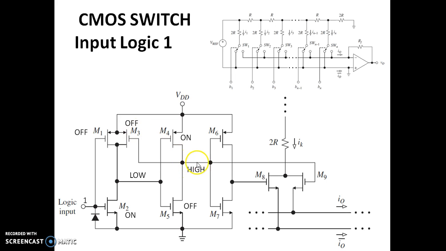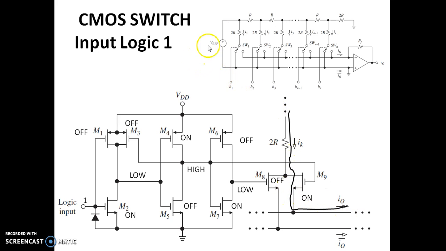Since this inverter output is connected to the input of the third inverter, this high will make M7 on and M6 off. Since this is on here, the voltage at the third inverter output happens to be 0. So you can see now this is 0, meaning M8 is getting 0, whereas M9 is getting high. Since M9 is getting high and M8 is getting low, M9 is on. So M9 is on, this is off. So naturally the current will flow through I0. You can see now the current flowing through IK will be directed to I0.